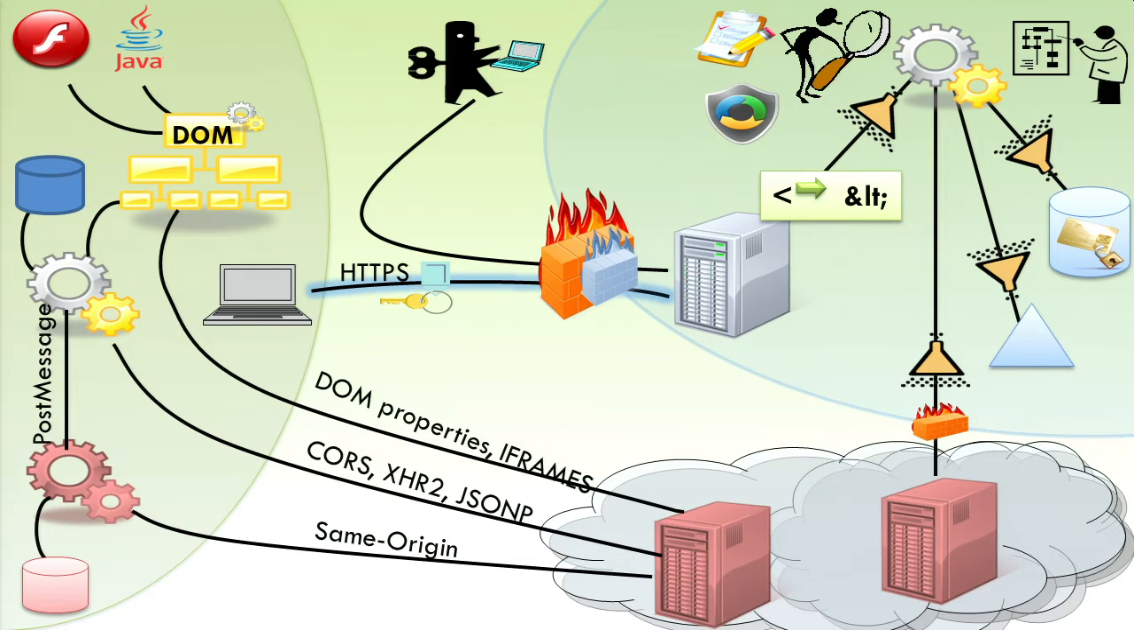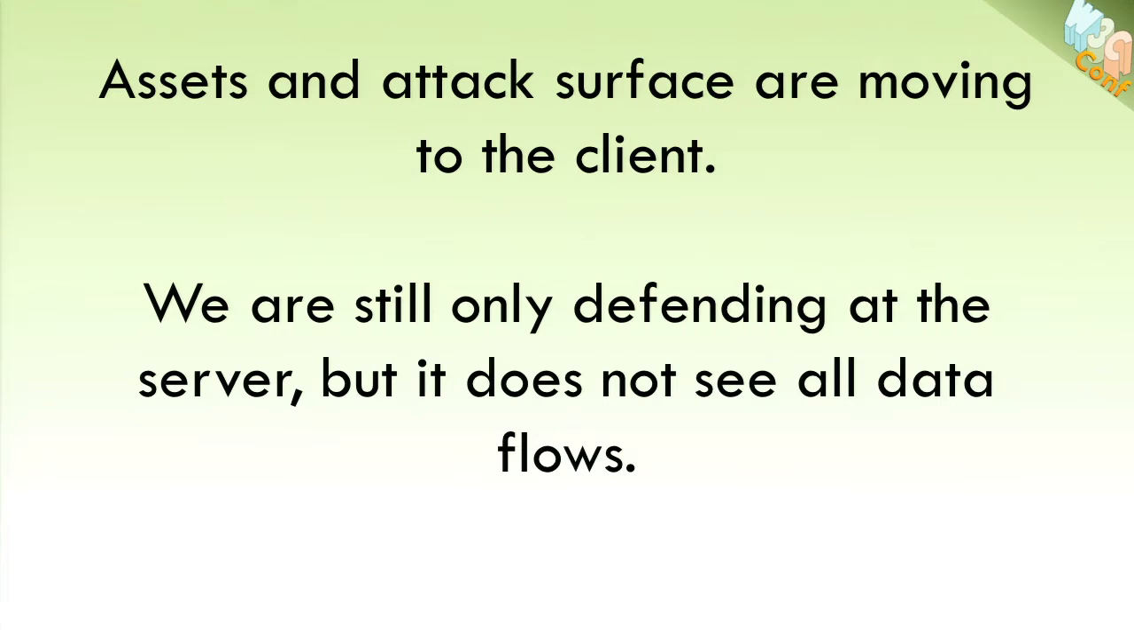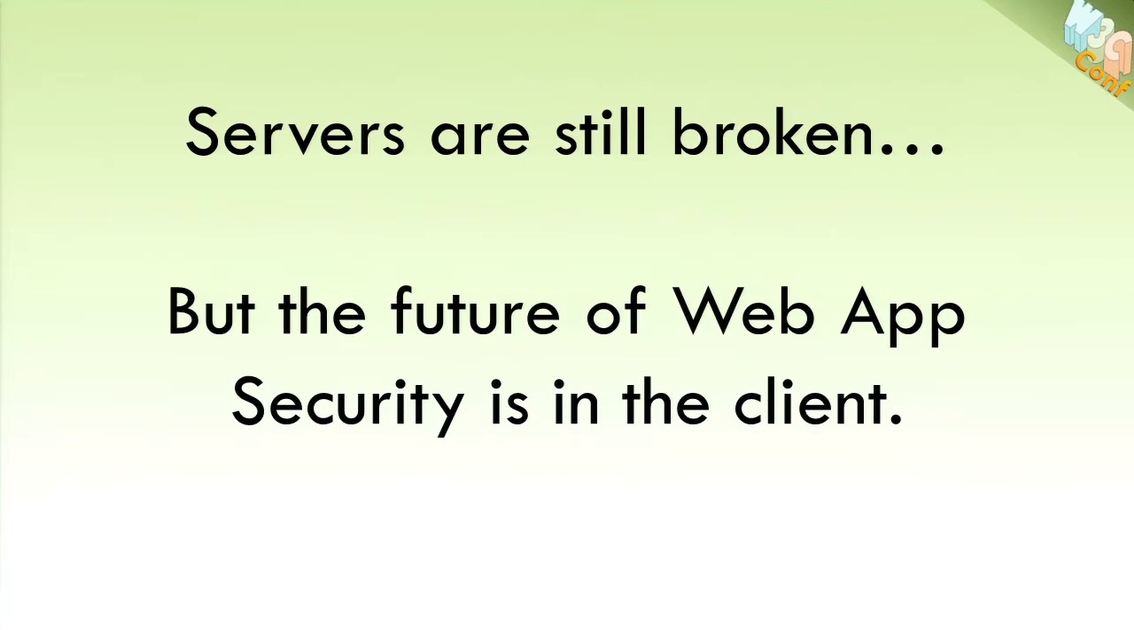If you've ever done a threat modeling exercise, you notice there's a lot of data flows there that don't have any mitigations attached to them. So assets and attack surface are moving to the client, but we're still only defending at the server, and the server doesn't see all those data flows. It may not see a majority of the data that happens in a modern web application.